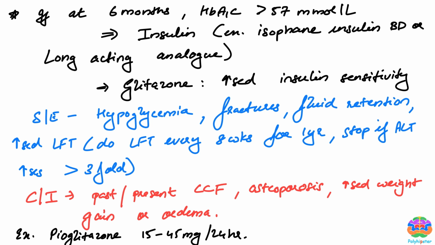Glitazones have a few side effects such as hypoglycemia, fractures, fluid retention, and deranged liver function. Therefore, we should do a liver function test every 8 weeks for 1 year once this drug has been started, and the drug should be stopped if the ALT levels increase more than 3 fold. What are the contraindications for glitazones? It includes the patient has or had a congestive cardiac failure episode or osteoporosis or excessive weight gain or edema. An example of such a drug is pioglitazone, given 15 to 45 mg in every 24 hours.